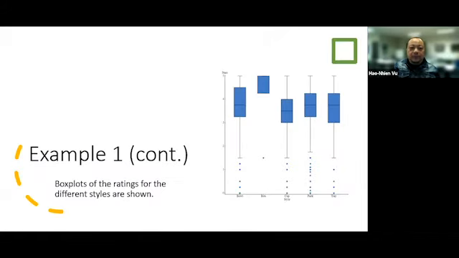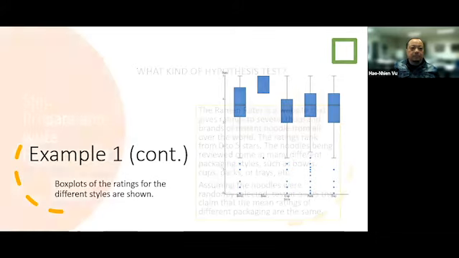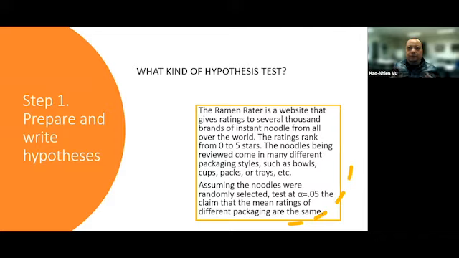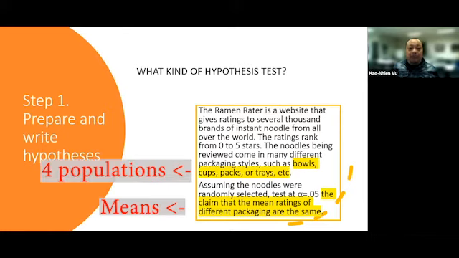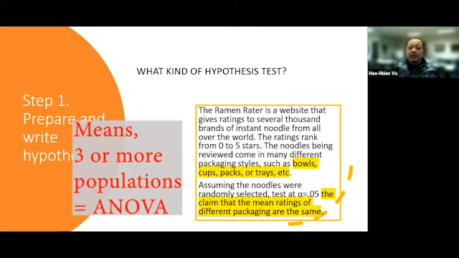Box plots of the ratings for different styles of packaging are shown. First things first, we need to figure out what kind of hypothesis test this is. Here it says to test that the mean ratings are the same. And there are at least 4 different packaging styles. So we're comparing the mean across at least 4 populations. That makes this an ANOVA test.